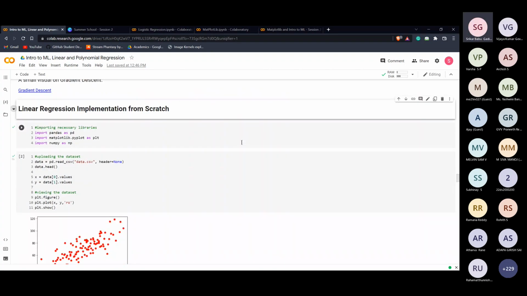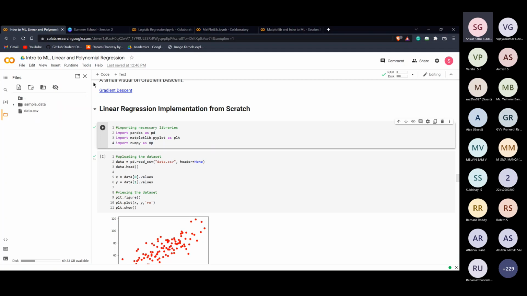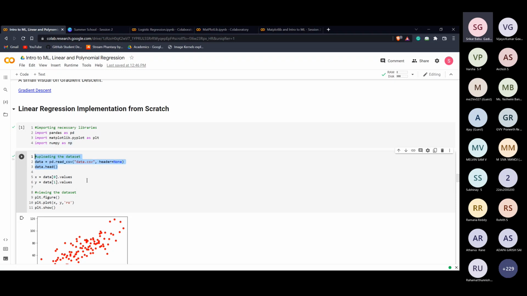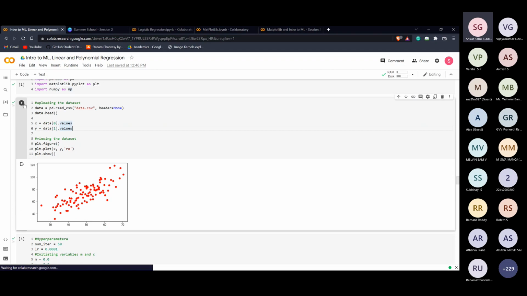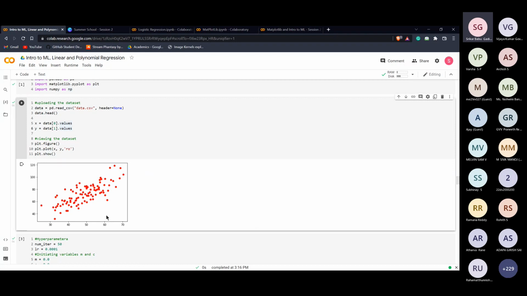Let's move on to the implementation now. We're importing 3 libraries: Pandas, Matplotlib, and NumPy. All 3 of them are basics; in session 1 and session 2, we have seen what is happening. There is a dataset called data.csv, which has a bunch of points, x and y. I'm reading it into this data and taking x and y values, which look somewhat like this. And I'm trying to fit a linear curve through these points.